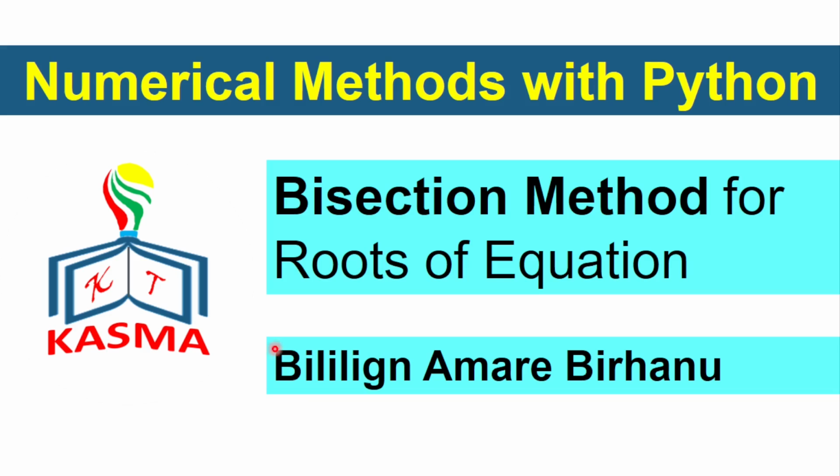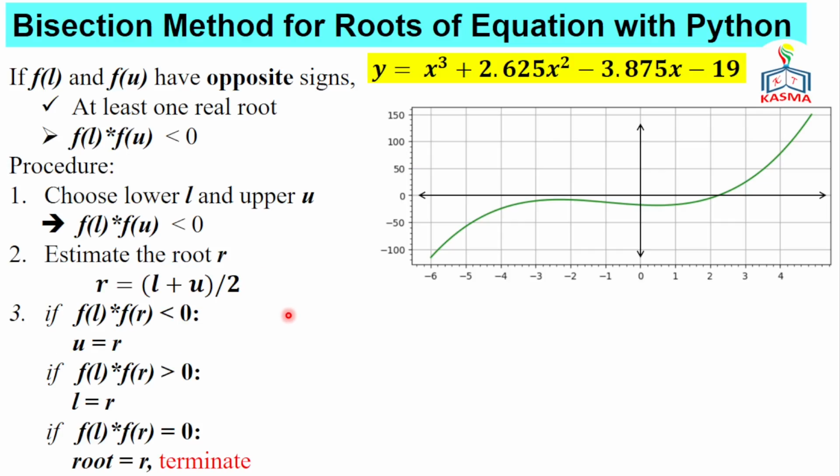In this video, we'll see bisection methods for roots of equation with Python programming. The first step is to choose the lower and the upper point, that means L and U. If you substitute L and then U, and multiply them, they have to give a negative number. If that is satisfied, there will be at least one real root between the 2 points.